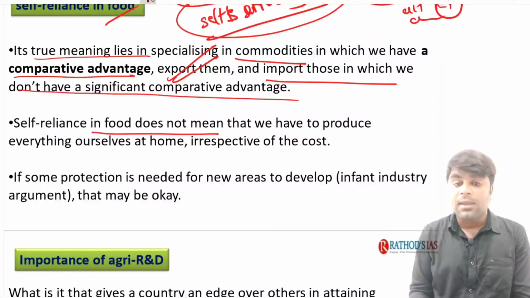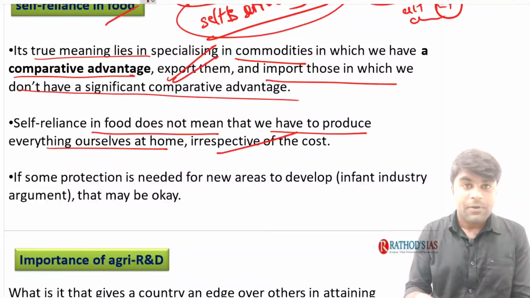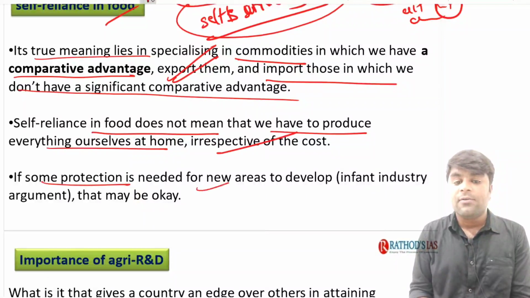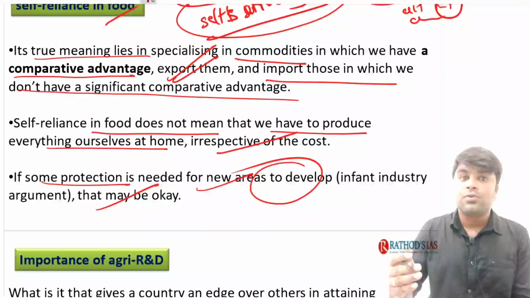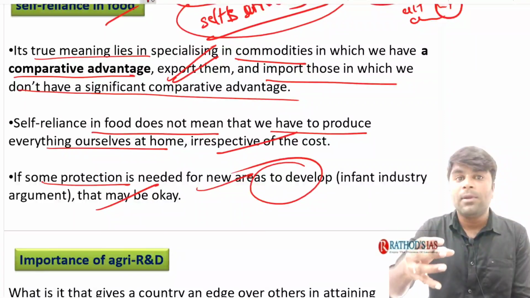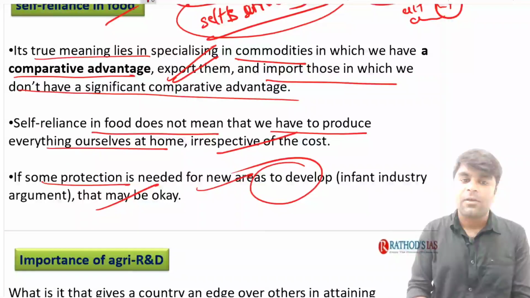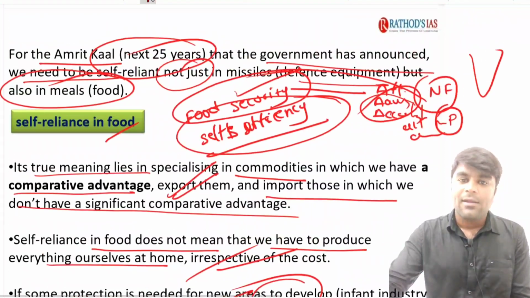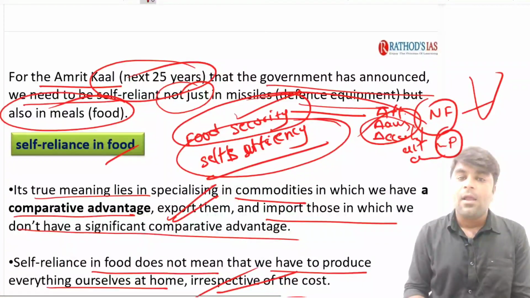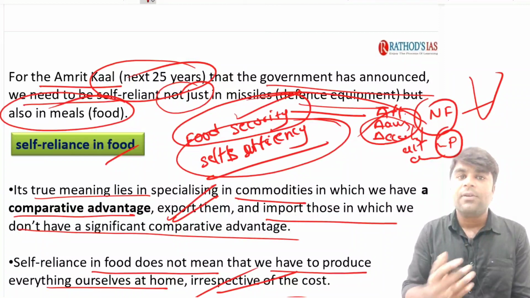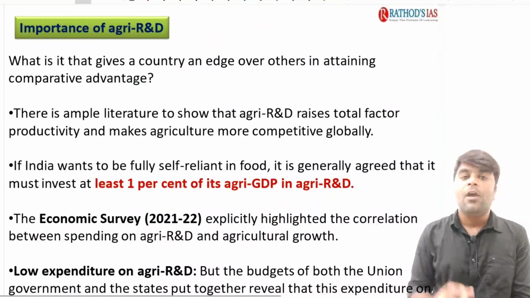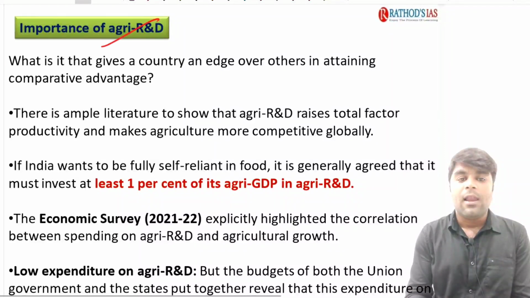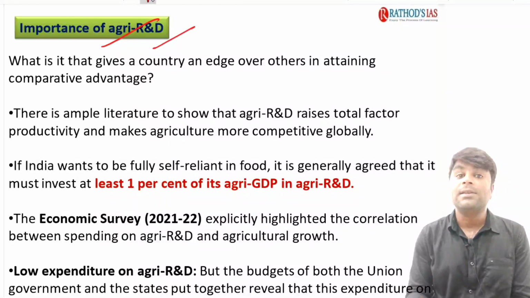Self-reliance in food does not mean that we have to produce everything ourselves at home irrespective of the cost, right? If some protection is needed for new areas to develop, like infant industries, it may be okay. It is not a hard and fast rule that all the food required for the people is produced within the boundaries of the country. As far as the definition is concerned, if the food grain produced within the country is sufficient to feed the people, we consider it food self-sufficiency. Now, in order to achieve this, we need rapid agricultural development, research and development.